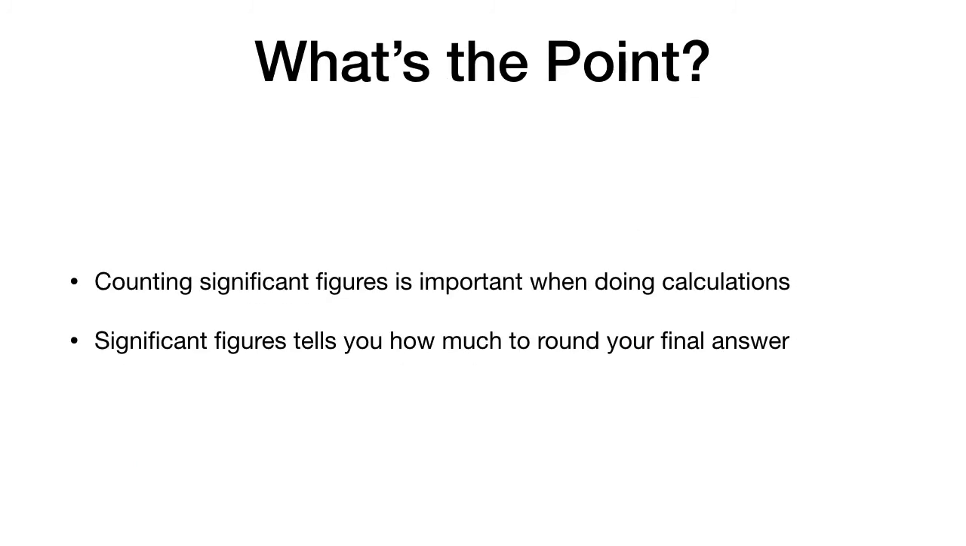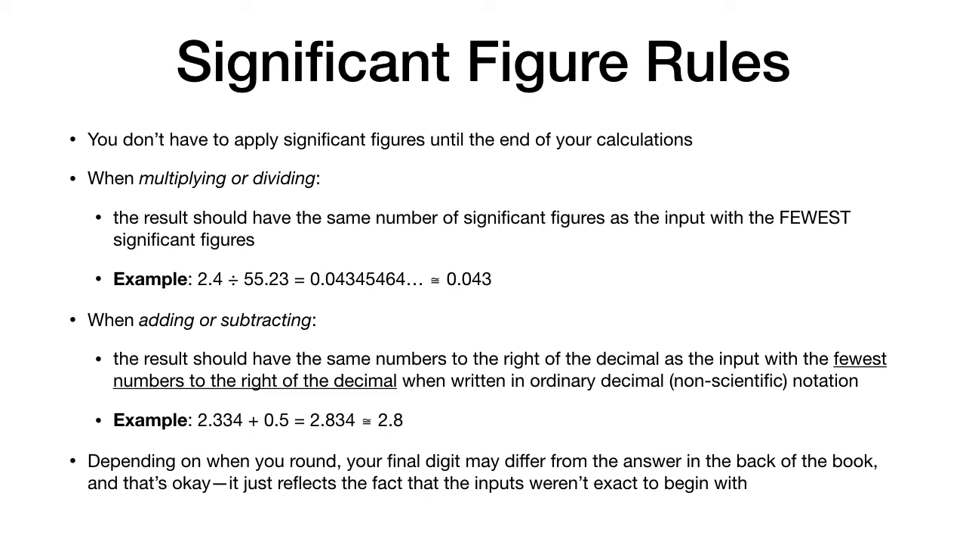So why are we doing all this? Well, counting significant figures is important when doing calculations because it will tell you how precisely to round your final answer. When you multiply and divide decimals, you wind up with very large decimal numbers, and so we need to know at what point we should round them and at what point we should keep them. So there's a couple of significant figure rules that you have to keep in mind.